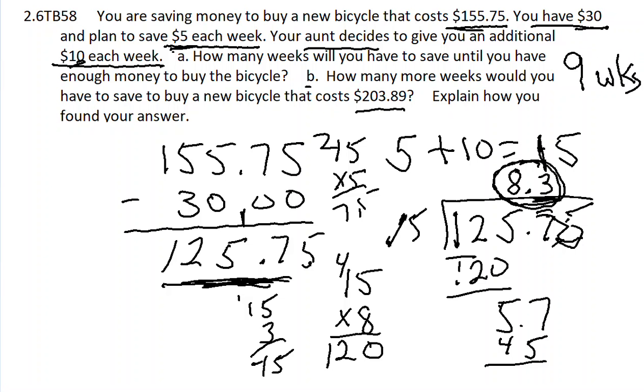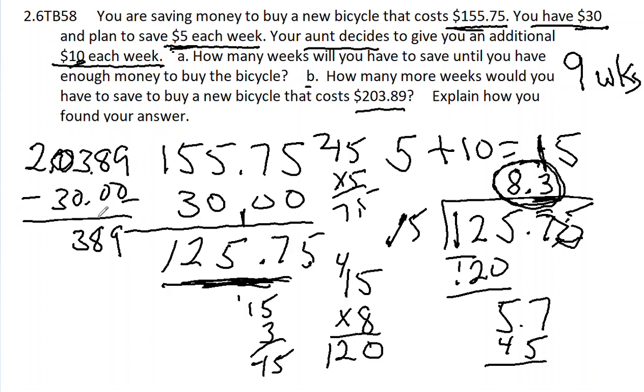All right. Now the unfortunate part is I have a lot of work to do, and this is a mess. Let's see if we can do it, though. Now, if we need $203.89, and we have 30, we have to solve for how much we still need. So we need $173 this time. So let's put that there and divide by 15.